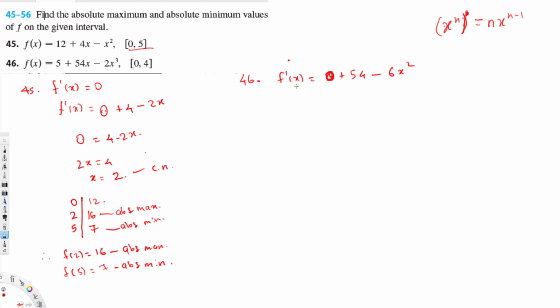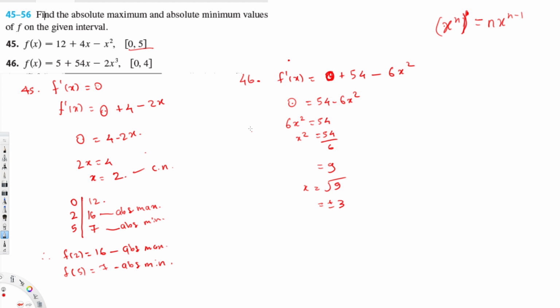Now I have to find the critical number. To find the critical number, I set this equal to 0. So 0 is equal to 54 minus 6x squared. Now I bring the 6x squared to the other side: 6x squared is equal to 54. Therefore x squared is going to be equal to 54 divided by 6, which is 9. Therefore x is going to be the square root of 9, which is plus or minus 3.